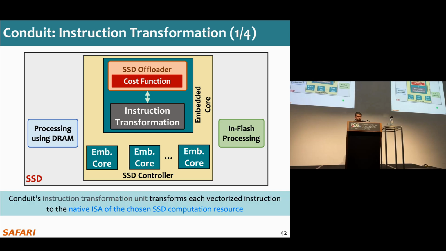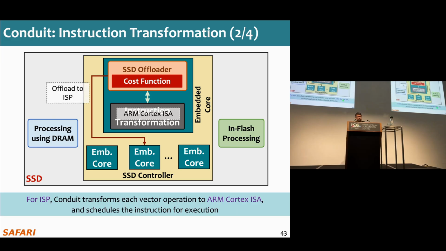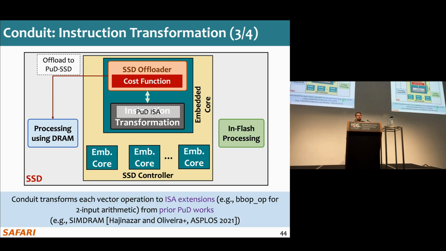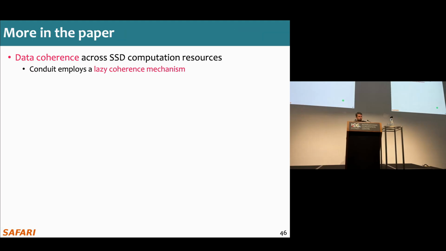Once we get the offloading target, we have to perform instruction transformation to transform each vectorized instruction to the native ISA of the computation resource. I'll quickly go over what we do here. If the target computation resource is ISP, then we convert the vectorized instruction into ARM Cortex ISA and schedule the instruction for execution. For processing using DRAM, we leverage the ISA extensions from PUD works like SIMDRAM, MIMDRAM, and Proteus. For in-flash processing, we leverage multi-wordline sensing primitives from Flash Cosmos and arithmetic operations from Ares-Flash for instruction transformation. We have a lot more details in the paper.